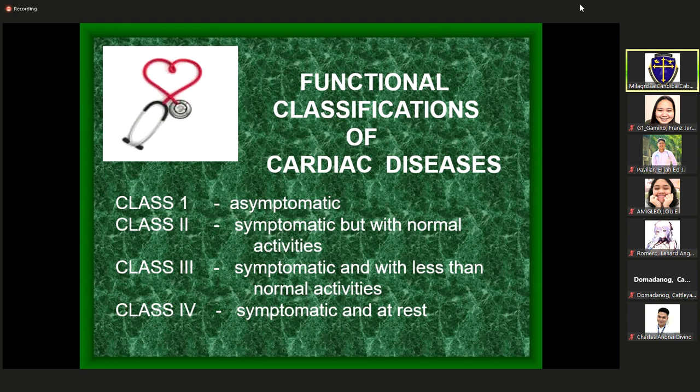Okay. Class 1 would be asymptomatic. A cardiac ailment like a left-to-right shunt can be classified as class 1. Alright? Class 2 is symptomatic but with normal activities. Class 3, symptomatic with less than normal activities. Class 4 is symptomatic and at rest. Class 3 and Class 4, it's a no-no for you to get pregnant.